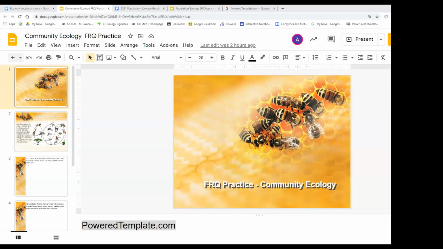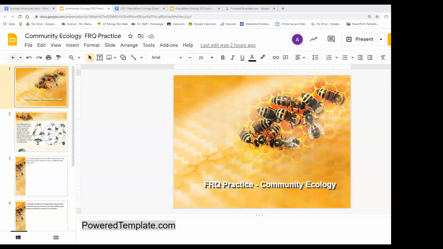So I put in a community ecology FRQ right here. This is the basic prompt and the question and the visual we'll use. And then you have 1, oops, that shouldn't be there, 2, 3, and it should be 4 questions to answer about that.